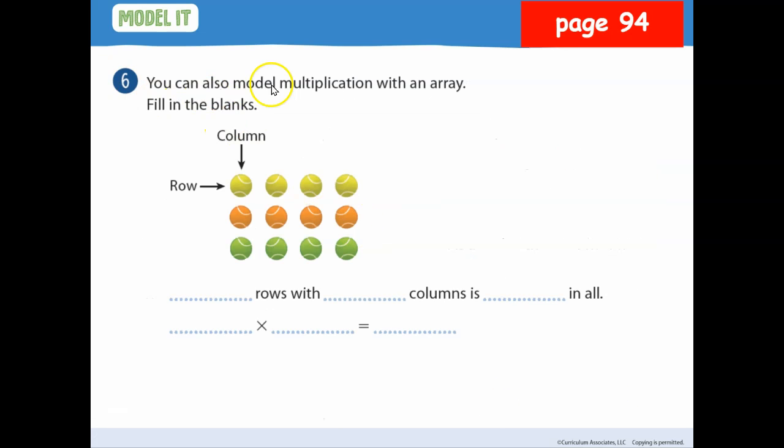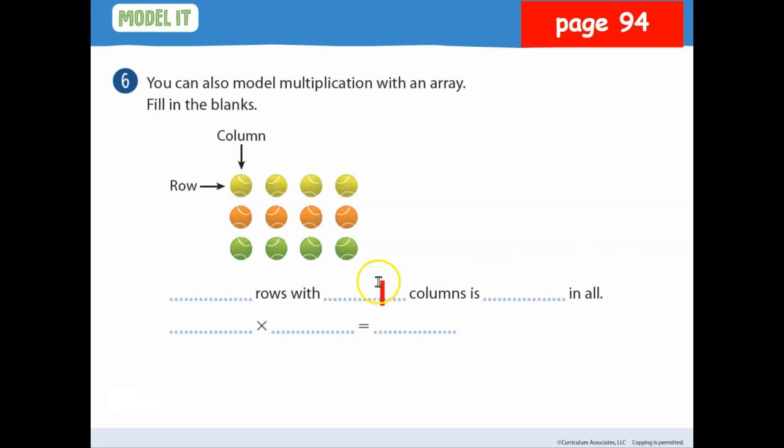All right. You could also use models. You can also model multiplication with an array. So this is what we call an array. The reason why we call this an array is because look, we have rows like this and columns like this. Okay. So the way you do this is like this.